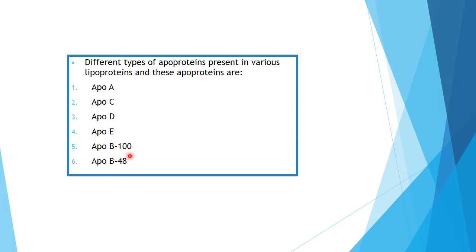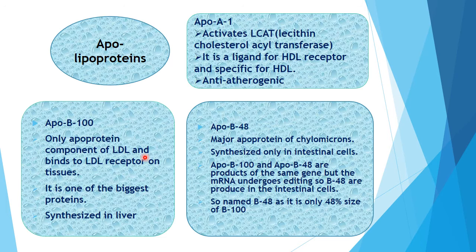that is ApoB100 and ApoB48. Now, what do these apolipoproteins do? ApoA activates LCAT, lecithin cholesterol acyl transferase. It is a ligand of the HDL receptor and specific for HDL. It is anti-atherogenic, so if the level of ApoA increases, they are not atherogenic, and the heart is at less risk. Then ApoB, that is ApoB100.